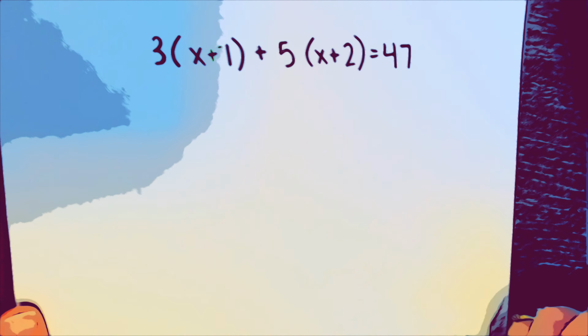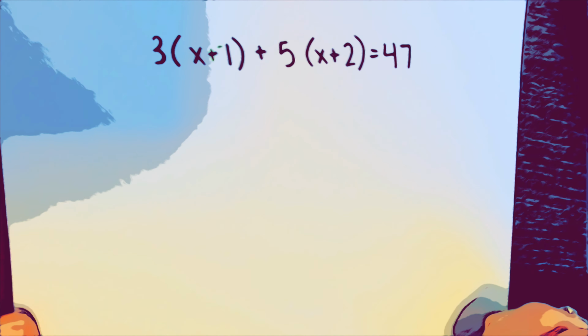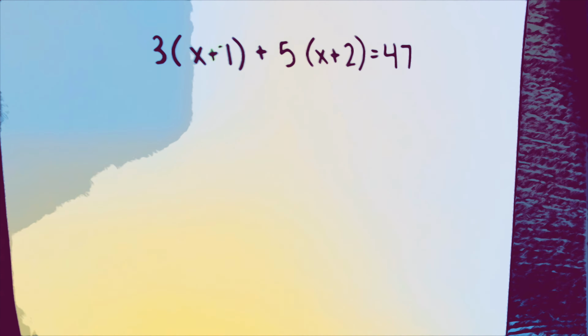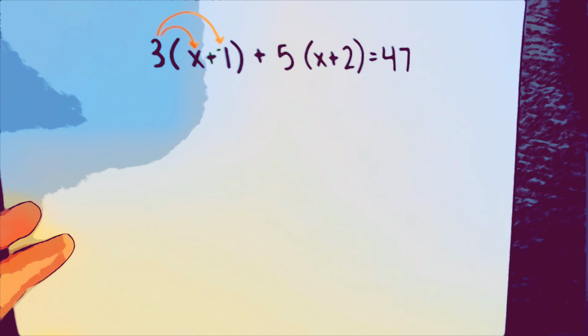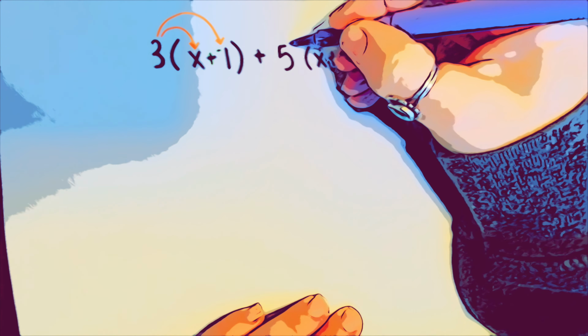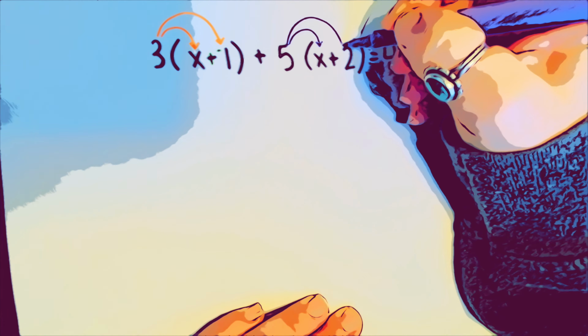Next, I'm going to look at the different places that I need to perform distributive property. The first place, right here, I have 3, and it is going to be multiplied by x. And then I also have 3, and it is going to be multiplied by -1. Over here, I have 5, and it is going to be multiplied by x. And I have 5, and it is going to be multiplied by 2.